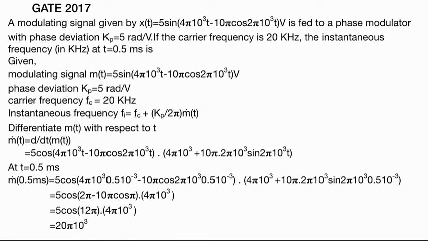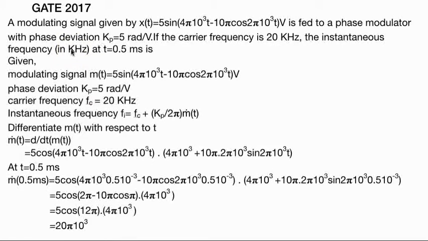Now let's look at the 2017 question. It's very interesting. A modulating signal given by x(t) equals pi sin(4 pi 10^3 t) minus 10 pi cos(2 pi 10^3 t) volts is fed to a phase modulator with a phase deviation k_p of 5 radian per volt, and if the carrier frequency is 20 kHz, the instantaneous frequency at t equals 0.5 milliseconds. We need to calculate instantaneous frequency.